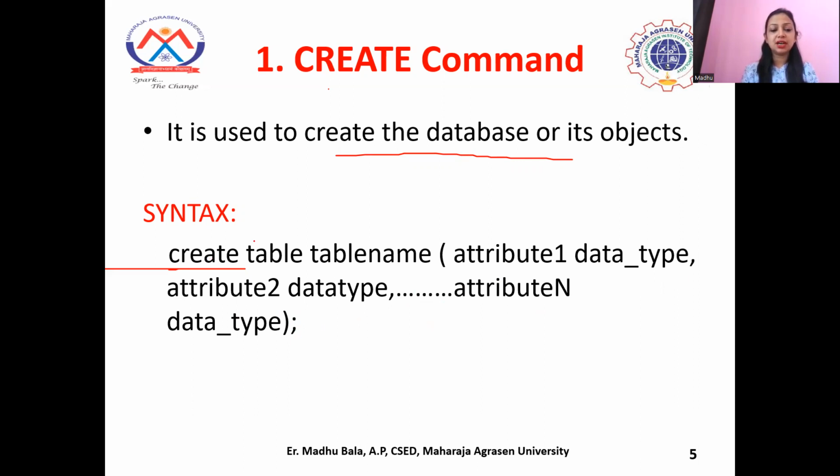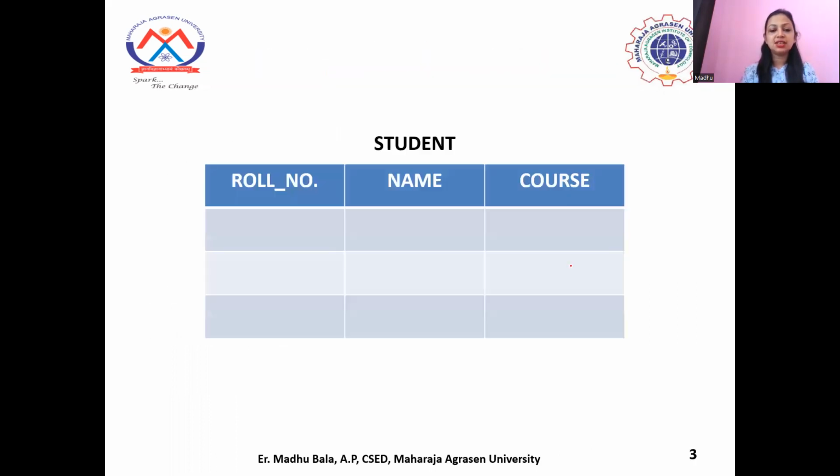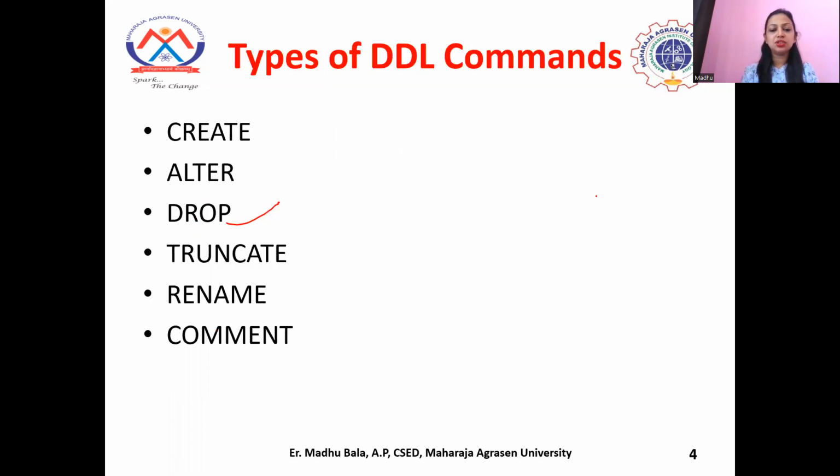Now create is the command, table is the keyword that we need to write, and the table name is the name of the table, the name of the relation that you want to give. It can be any name. What is this attribute 1? Attribute 1 stands for the column name. Like in the previous example, if we want to create this table, roll number is attribute 1, name is attribute 2, course is attribute 3.